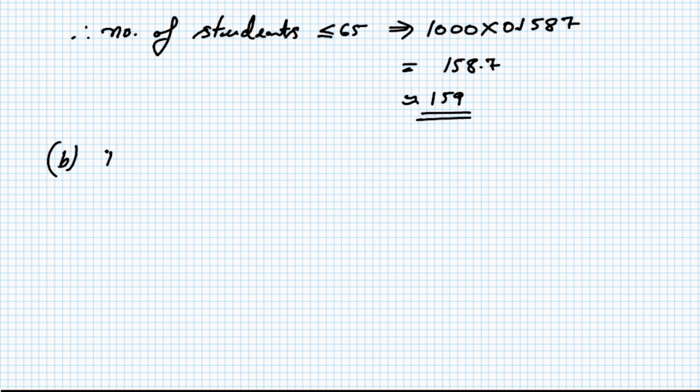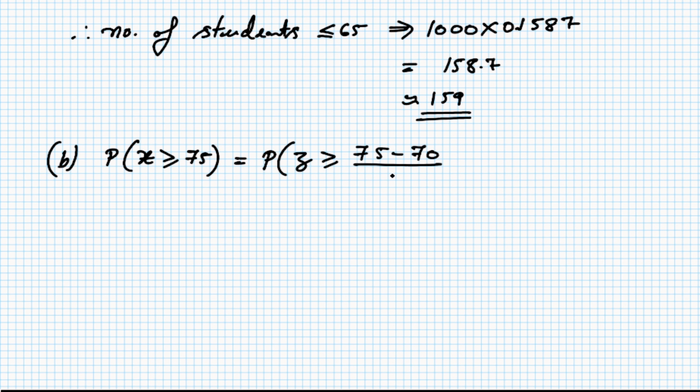So first we are supposed to calculate P of X, where X represents the marks scored by a student, greater than or equal to 75. So you are supposed to calculate the probability that Z is greater than or equal to X minus the mean, 75 minus 70, divided by 5. That means the probability that Z is greater than or equal to 5 divided by 5, equal to 1.